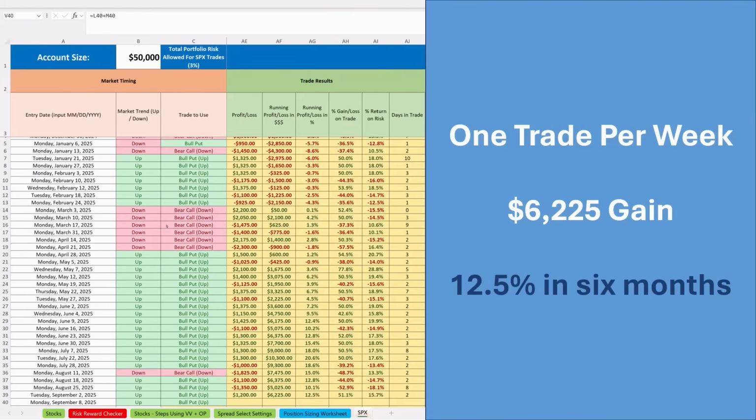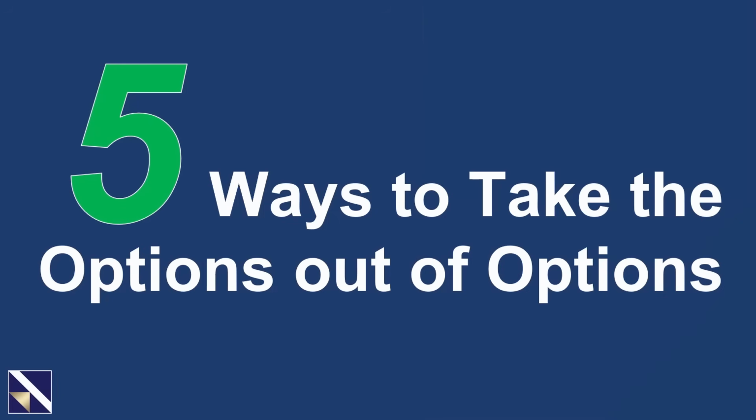Now, this is just my results from this year. One trade per week, $6,200 gain. That's 12.5%. Now, that's based on a $50,000 account. You could trade $100,000, $5,000, $500,000 with this. It doesn't really make a difference. And one of the things I will also tell you is that over the course of the last decade, this system has returned a little over 2% on average per month. It's been a very reliable system, and again, one that we've been using here for a very, very long time. So I want to talk about the 5 ways to take the options out of options.